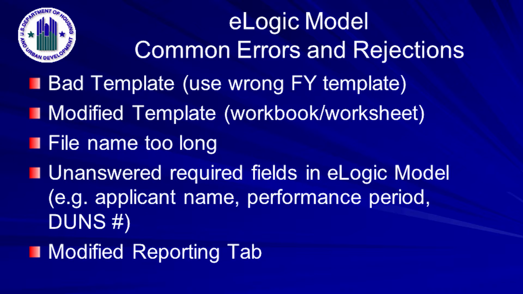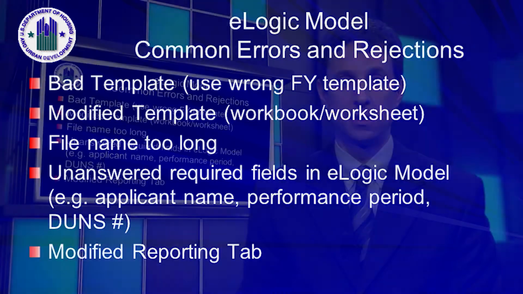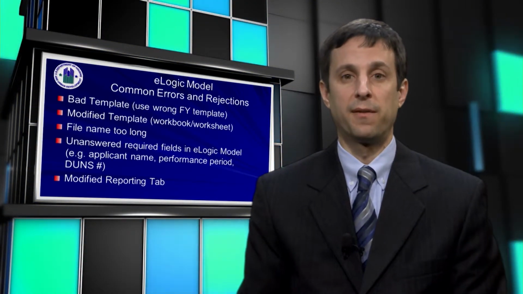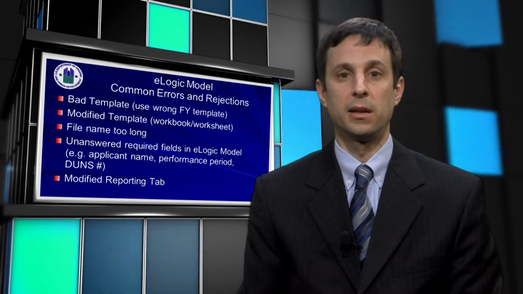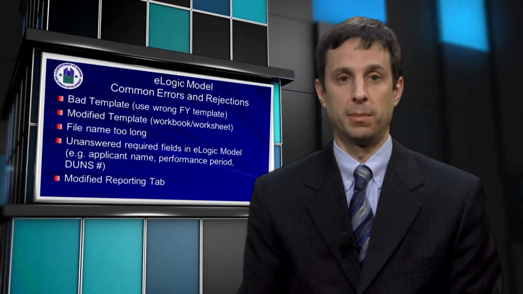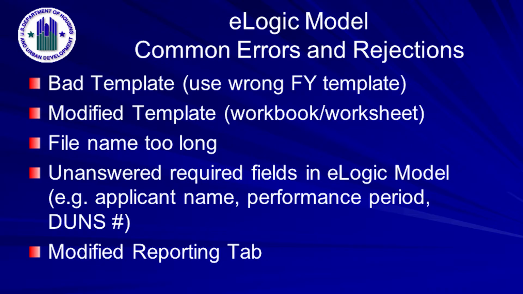eLogic model common errors and rejections. There's a variety of common errors that may cause an eLogic model to be rejected from the SharePoint site. First, a bad template. A PHA or a grantee should never use the wrong fiscal year template when completing an eLogic model. For example, when submitting a final report for the fiscal year 12 grant, they must use a fiscal year 12 template. Modified template. A PHA or grantee should never modify the eLogic model worksheet or workbook.